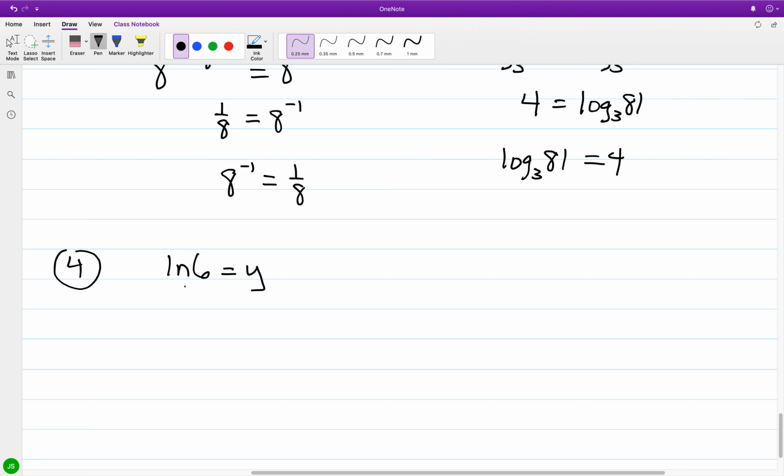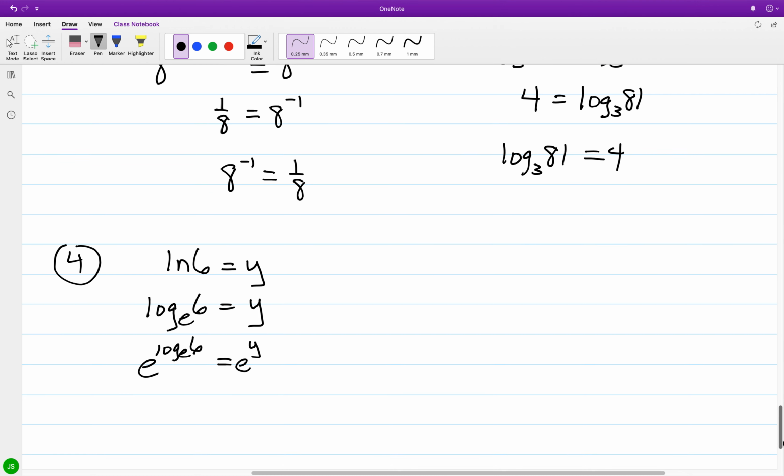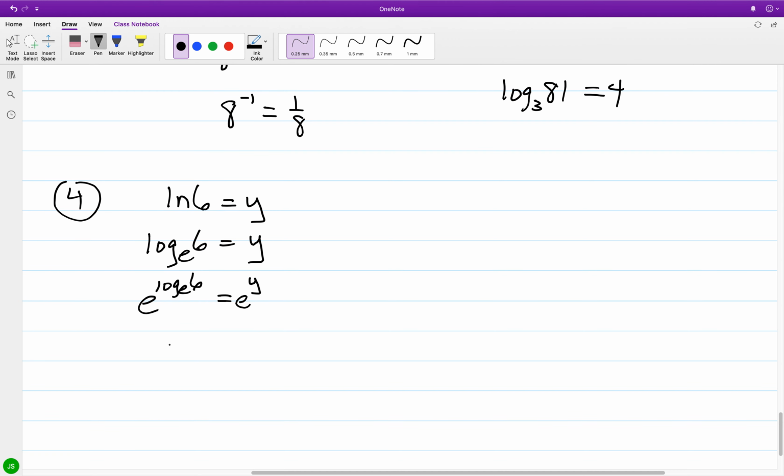So we have natural logarithm of 6, again a base e logarithm. And if I treat both sides as powers to which the exponential base e will be raised, here we have e to the natural logarithm of 6, which goes to 6, and that is equal to e to the y, or we can say e to the y is equal to 6.